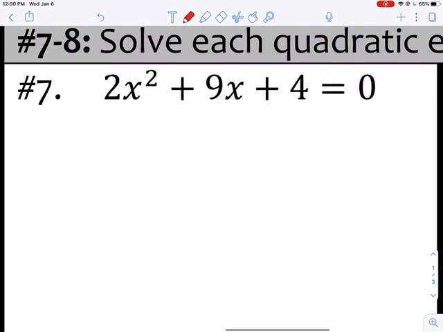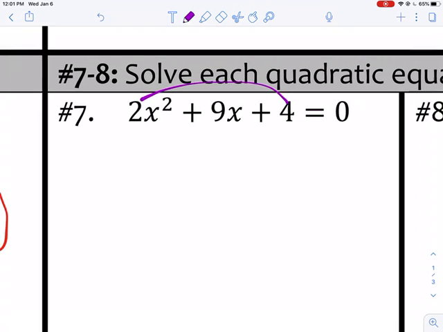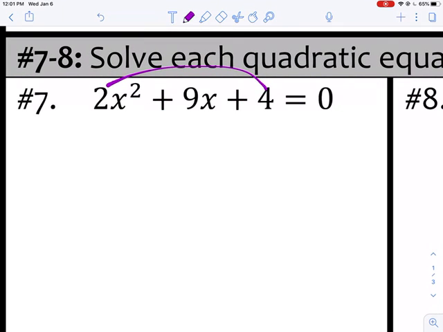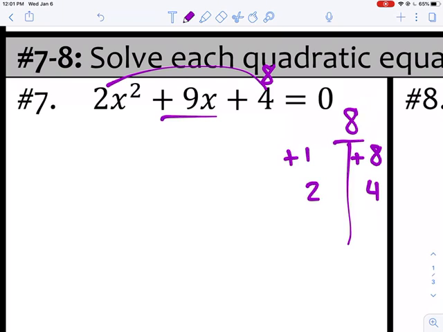All right, number 7, we are solving. I know that because there's an equals 0 at the end. All right, no greatest common factor here. A is not 1, so we do have to start by doing 2 times 4 to get us 8. And now I'm looking for what multiplies to 8, but we'll be able to add and subtract to 9. So that'll be a +1, +8 that'll get us there.